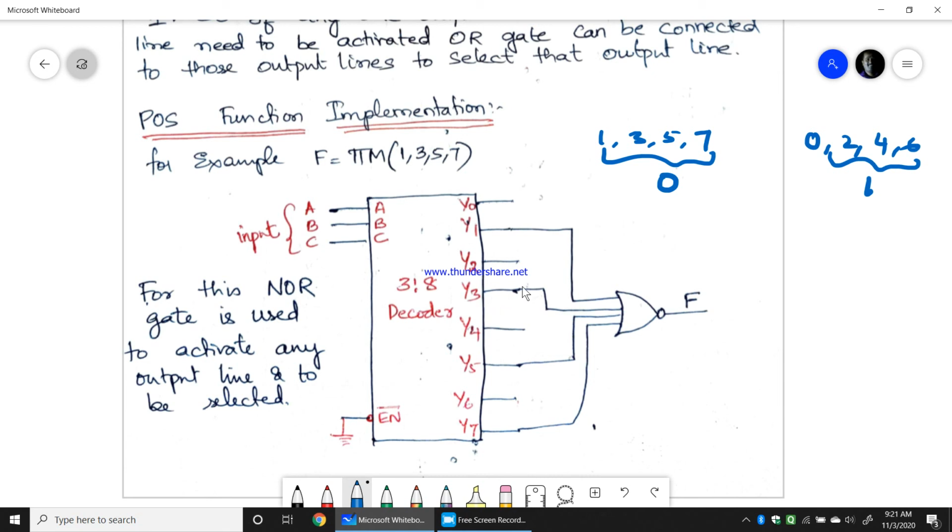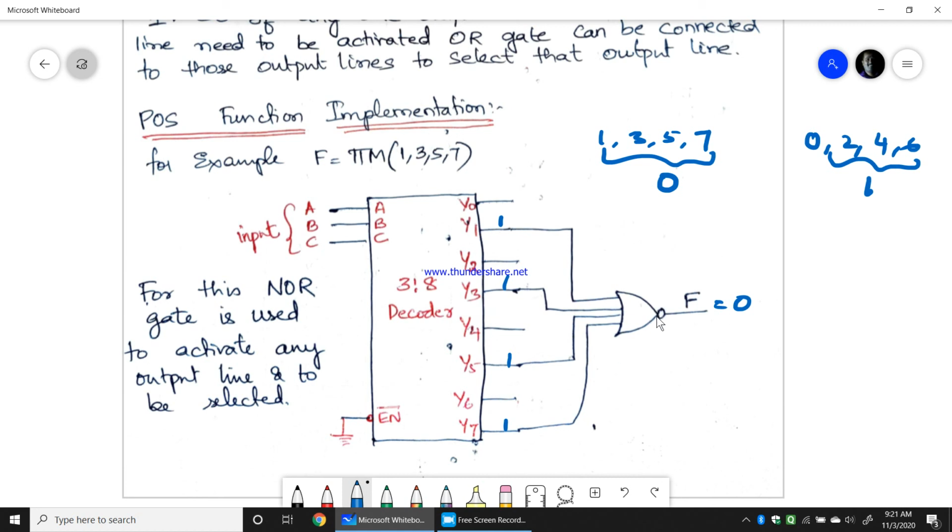So the NOR gate: now A, B, C will be the inputs which select Y0 to Y7, which are active high output lines. These are active high output lines, which will give you 1 as the output. Always it gives 1 for the selected outputs. But I need to get 0. Why 0? Because it is POS function implementation. So the output for 1, 3, 5, 7 should be 0.